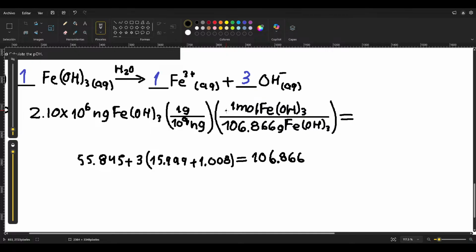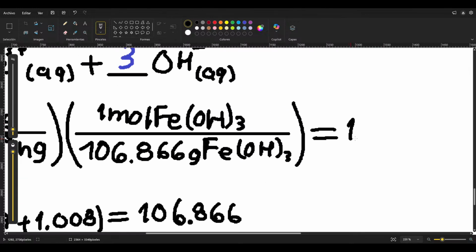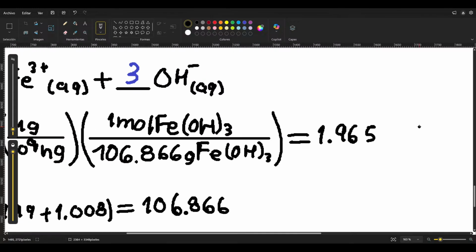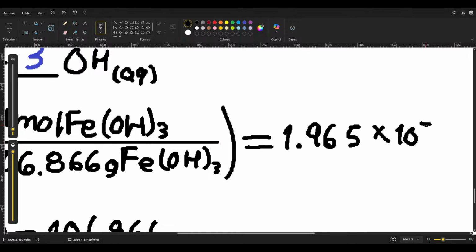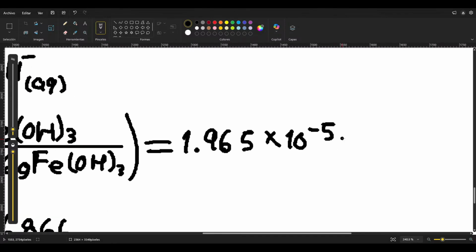So we basically plug all these into the calculator, and it gives us the answer 1.965 times 10 to the negative 5 moles of iron 3 hydroxide.